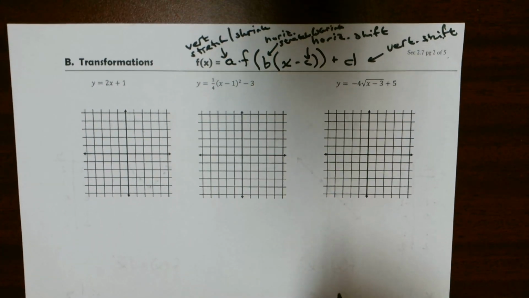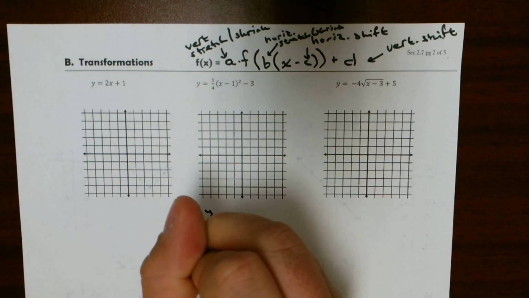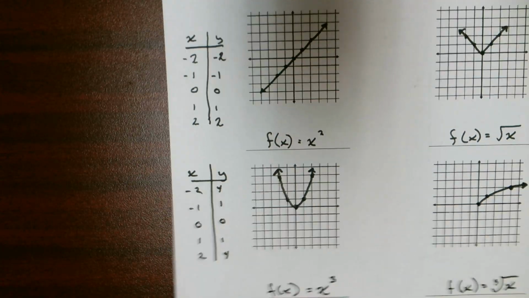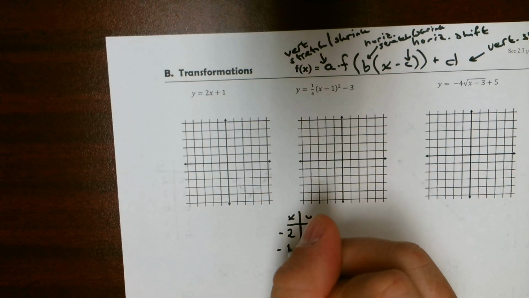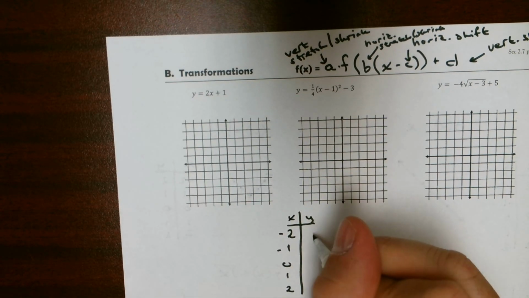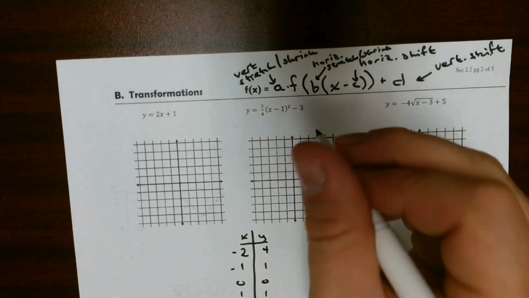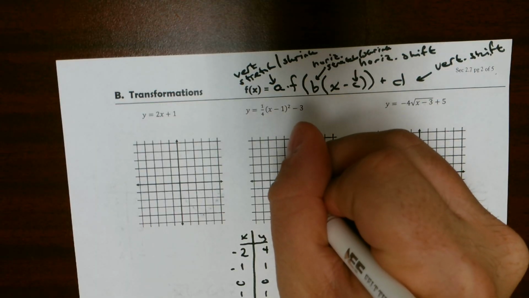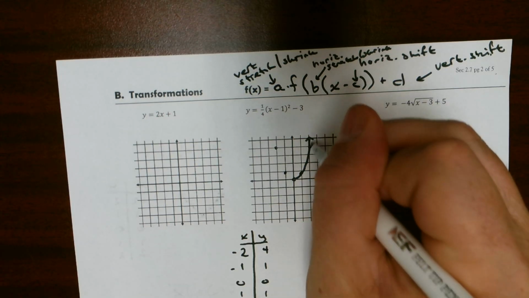Okay, so the first thing we're going to do is start off by making a table of the parent function. And if you need to, you can flip over and check the table for the parent function. There it is, -2 to 2, 4, 1, 0, 1, 4. So let's go ahead and fill that in. And we're going to graph it in a dark color here. So we know that our parabola is going to look like this.